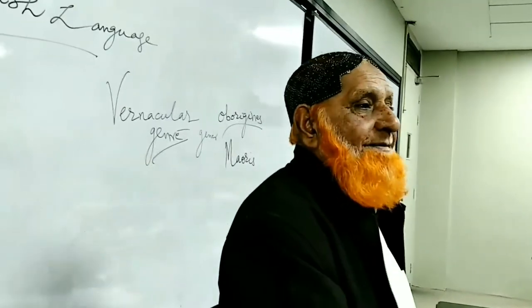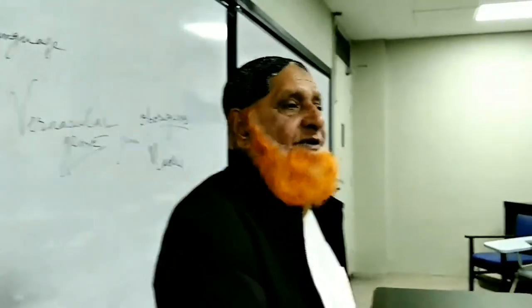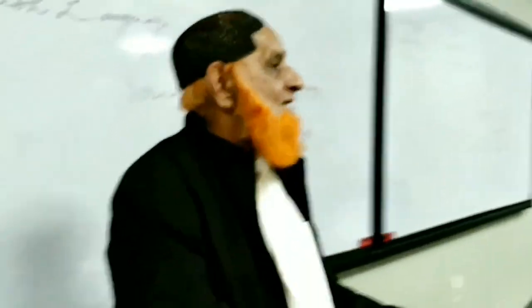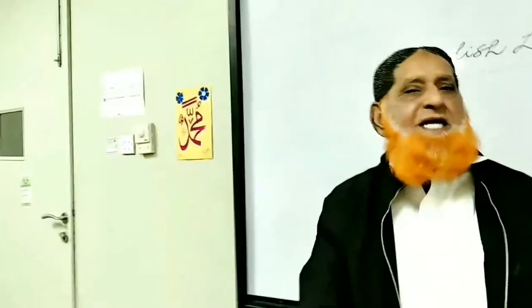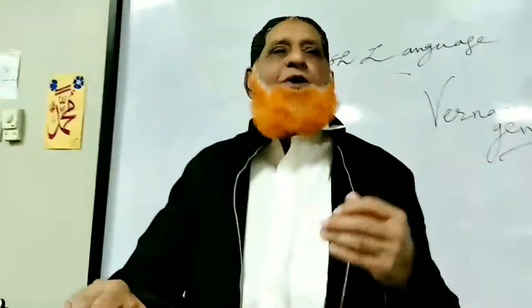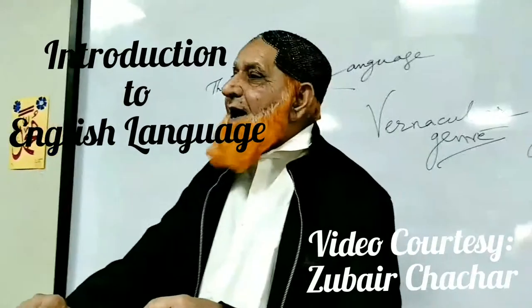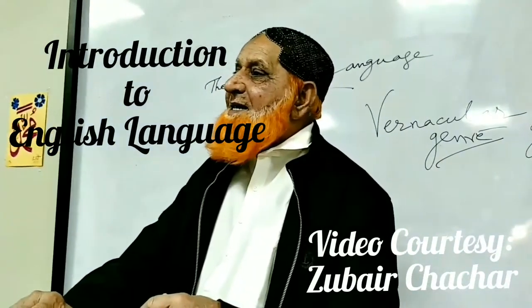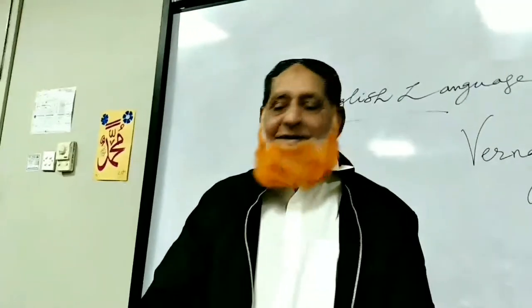A time came when the last Mughal emperor, Bahadur Shah Zafar II, was imprisoned. His sons and grandsons were killed before his eyes, and he was sent into exile to Rangoon, where he died, and he lies buried there in Rangoon, capital of Burma.